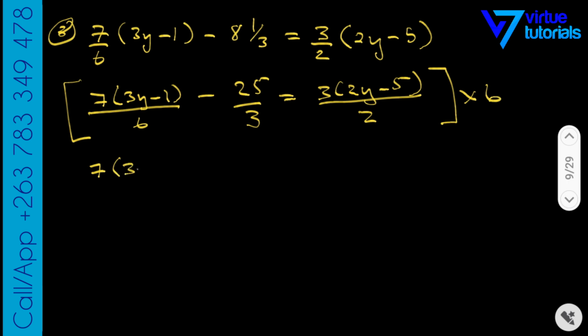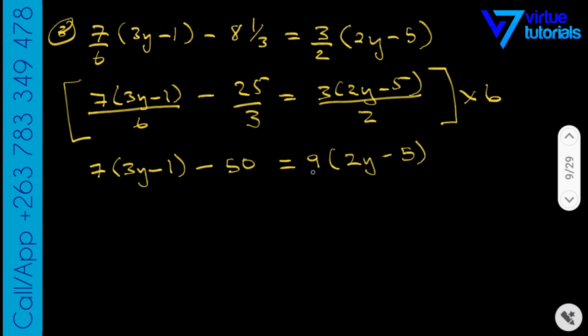Then you get 3y minus 1. Don't multiply everything in there. Just multiply the one on the outside. Then minus 3 into 6, that's 2. 2 times 25, that's 50. This is equal to 2 into 6, that's 3. 3 times 3, that's 9. So I only multiply that 3 on the outside.